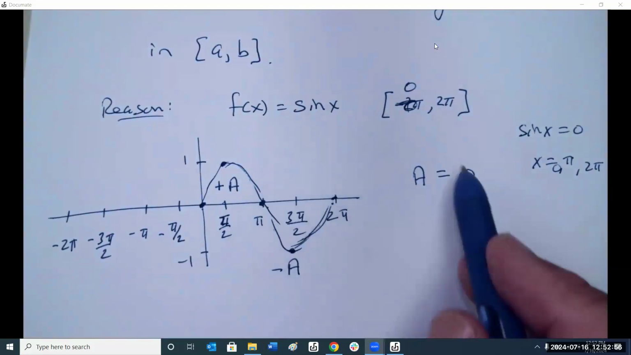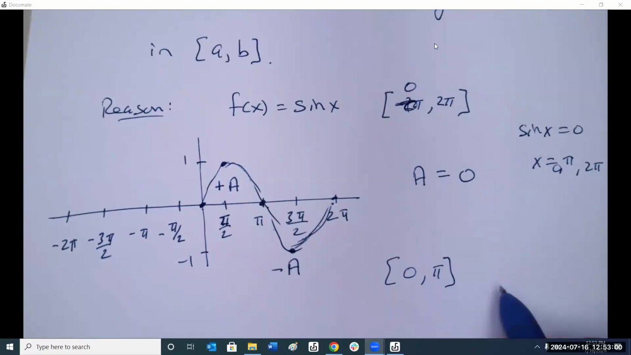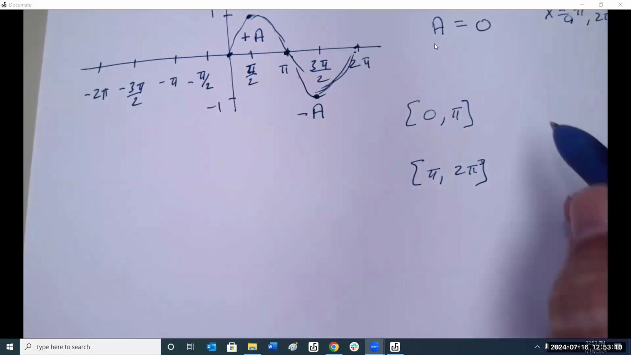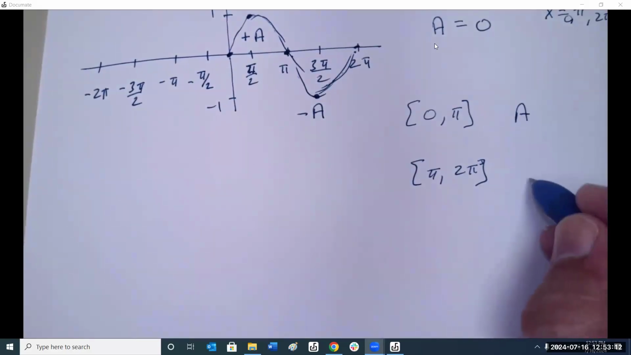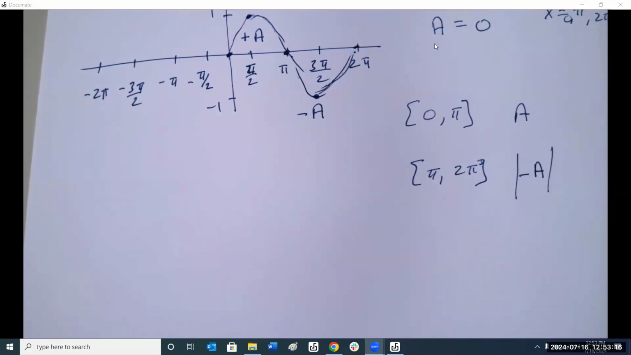What you do now, if that's the case, is do them both separately. Do two of them. Then this will give you a positive area, this will give you a negative area. Take the absolute value and then add them together.